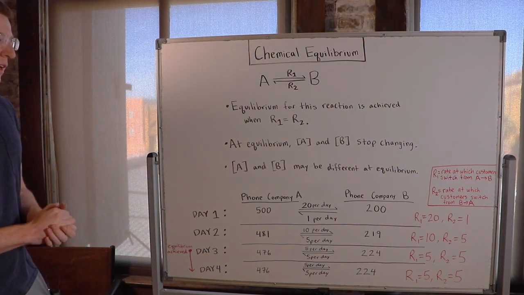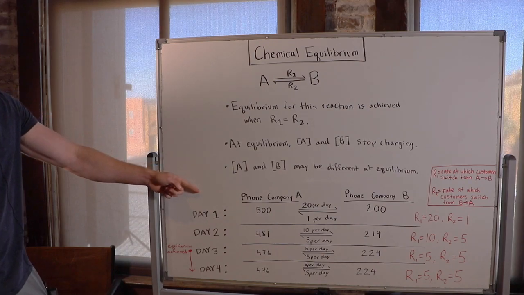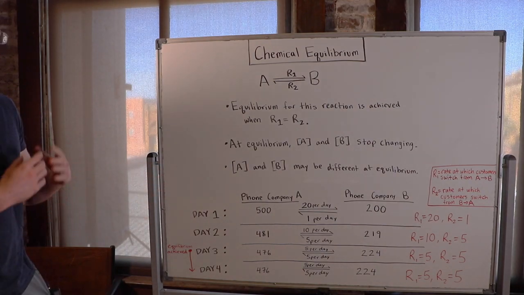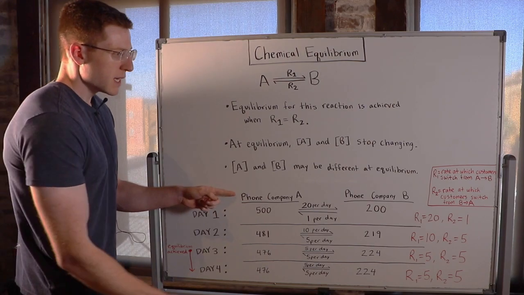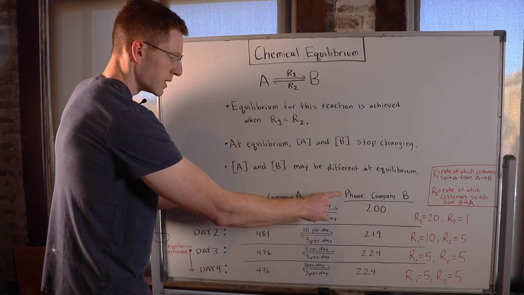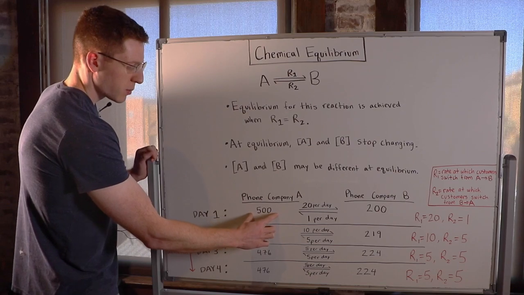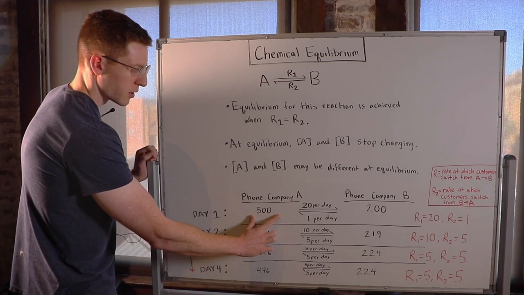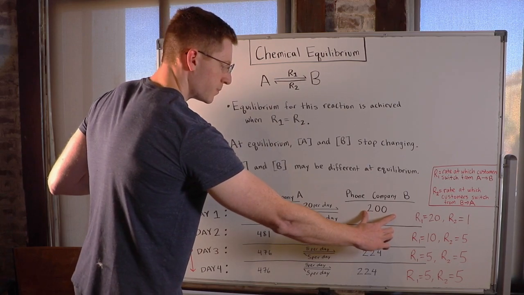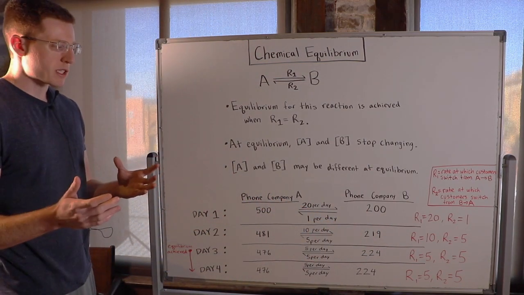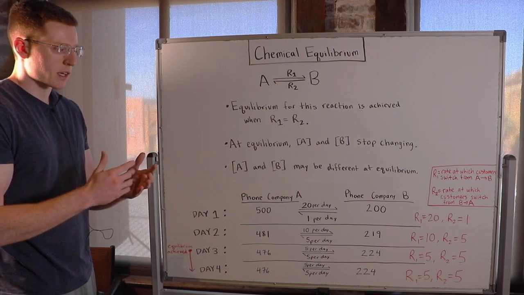So let's talk about this analogy that I've got set up at the bottom of the board here. It's sort of a business analogy for phone companies. Let's say we've got phone company A and phone company B. And there are 500 people starting off subscribed to phone company A and 200 people starting off subscribed to phone company B. And of course, in businesses, you're going to lose customers and gain customers.